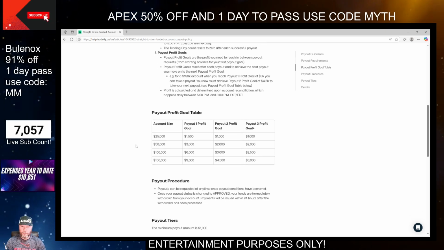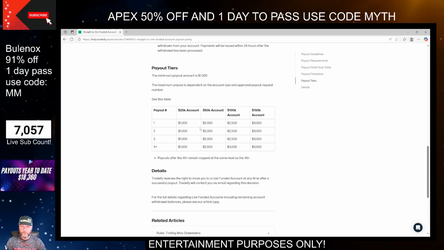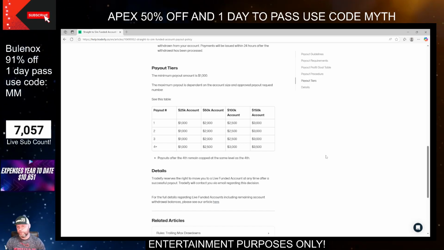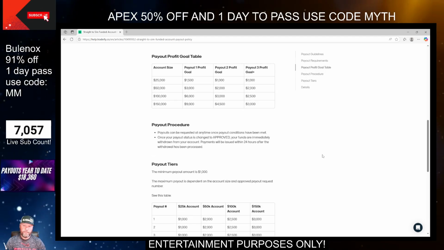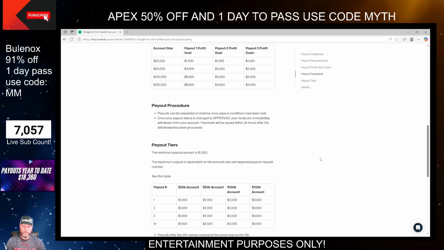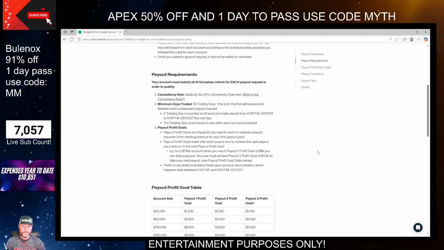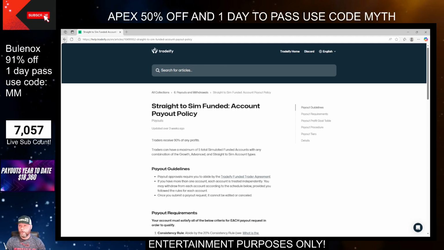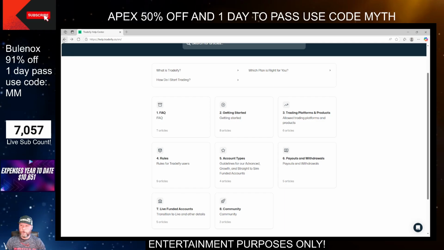And then once you get to those levels for the 25K, you can take out $1,000. For the 50K, you can take out $2,000. So once you reach 3K, you can take out 2K. Once you reach 1,500, you can take out 1K on the 25K accounts. Although I guess they offer 25K straight to sim funded, but they don't offer that on the growth and advanced accounts. But that's just a basic overview of Tradeify.